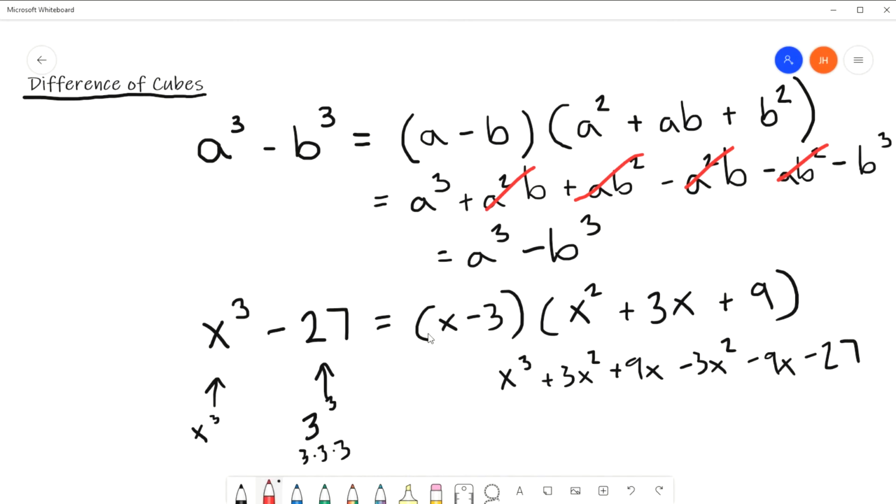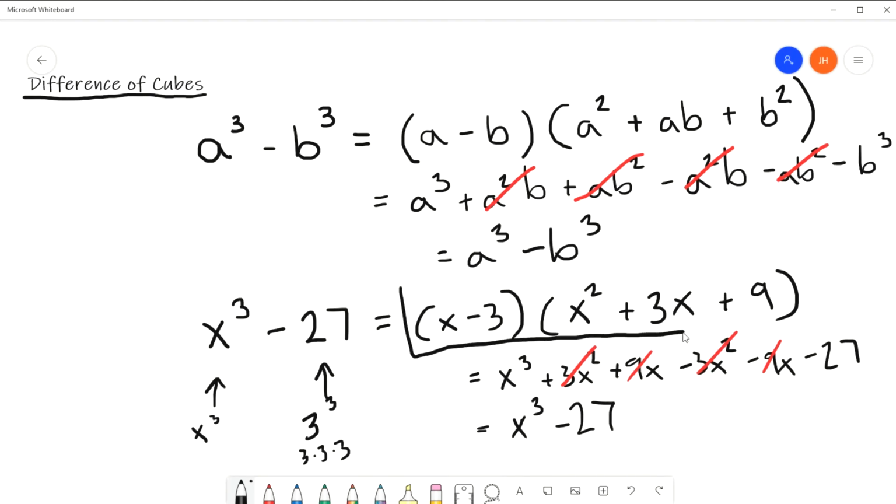What do you know? Look at this. 3x squared and negative 3x squared cancel. 9x minus 9x cancels. And what am I left with? I'm left with x cubed minus 27. So this is my factored form for my difference of cubes.